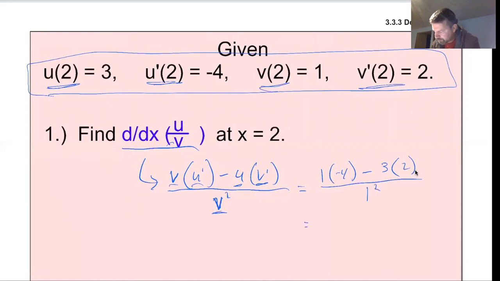So that's -4 minus 6 more is -10 all over 1, which is just -10. Just like that.